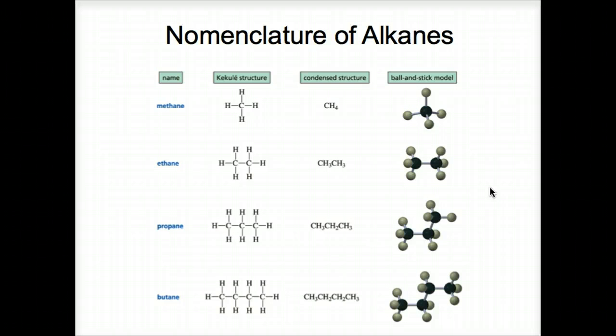So let's jump into nomenclature of alkanes. This is a little bit of a review, but you'll notice on this slide, it just lists one carbon methane, two carbons in ethane. Propane, of course, has three carbons, butane, four, and they're all surrounded by hydrogens. This is the Kekulé structure. And of course, the condensed structure, and then the ball and stick model. As you can see, each of these white balls are the hydrogens, and the darker one is the carbons.